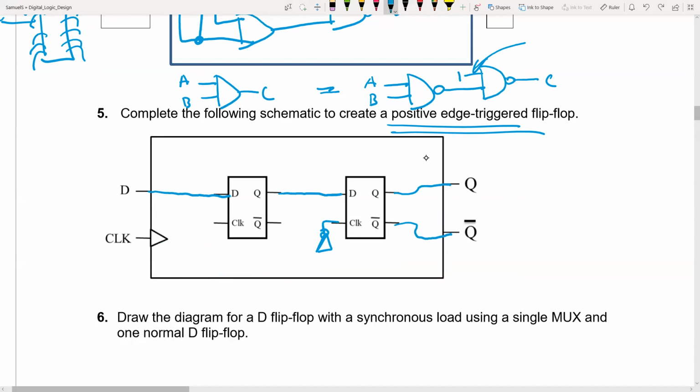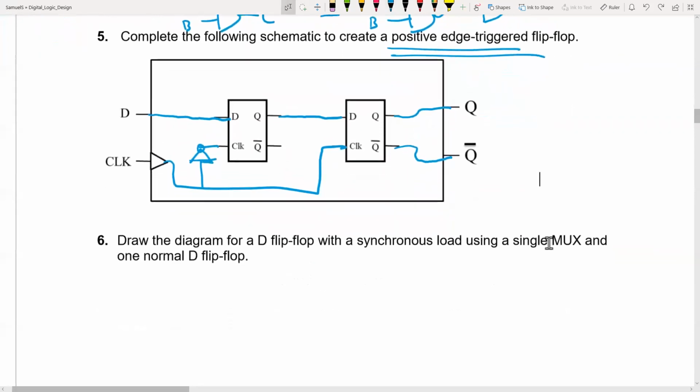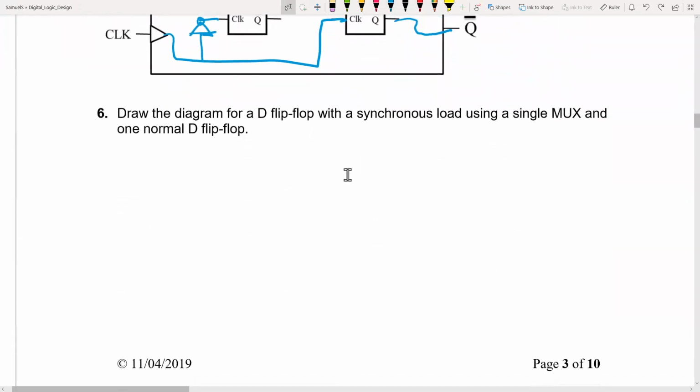All right, let's back this up. Go back to the original answer. All right, are we good? Should we move on? Sounds good. Okay, draw the diagram for a D flip-flop with a synchronous load using a single mux and 1 normal D flip-flop.